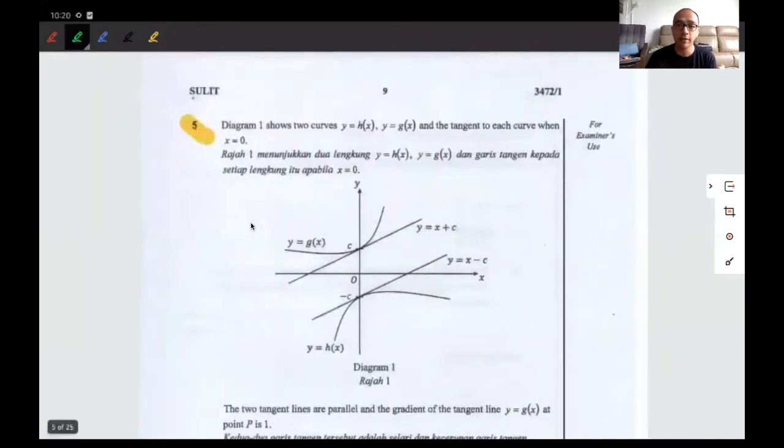Okay, question 5. This is an interesting question. It is actually not difficult, but the question, dia punya bentuk soalan is like, what?